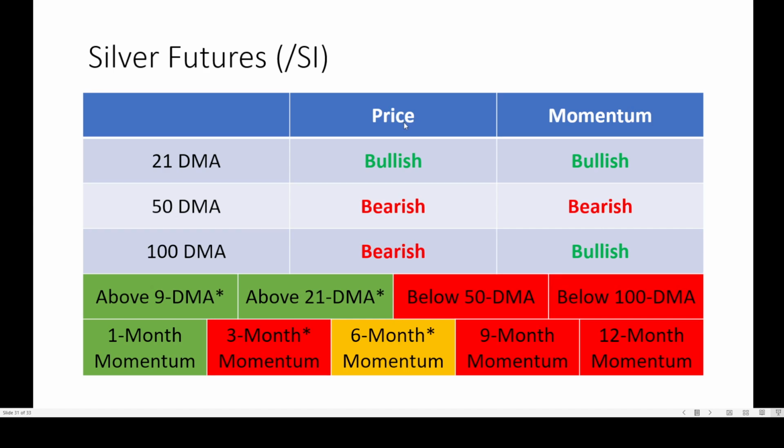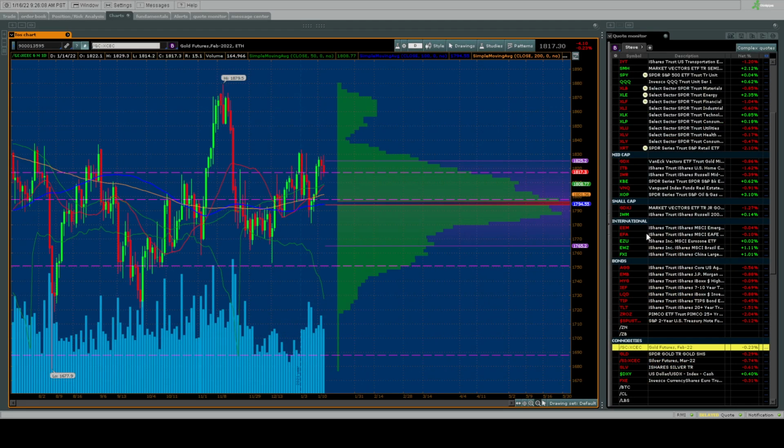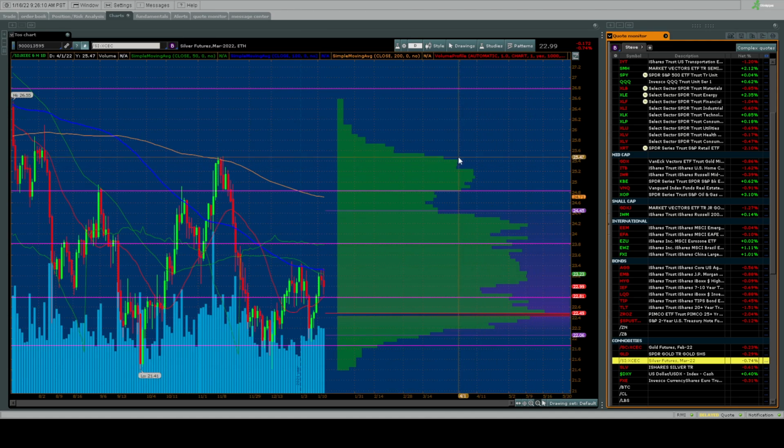How about silver? Now getting maybe some little positive action here, moving above the 9 and 21 day moving averages, but 3-month momentum has broken, so that's broken support. 6-month momentum is fighting itself back higher. How about we take a look at where silver is, and what do you see?